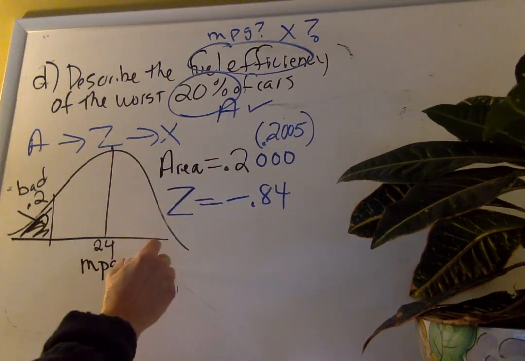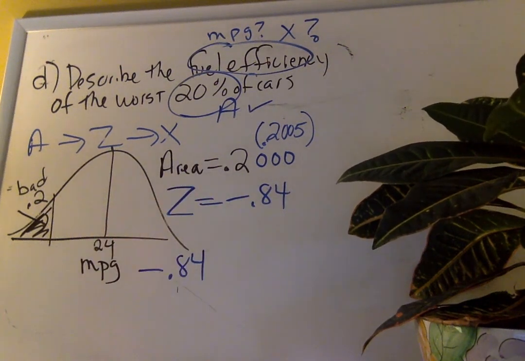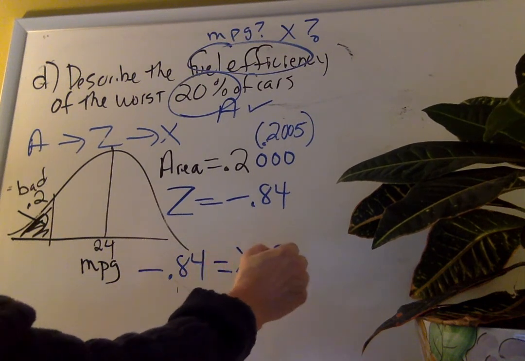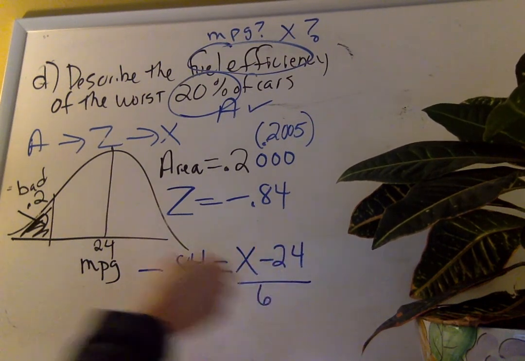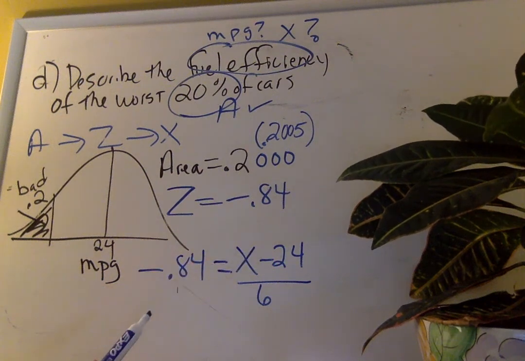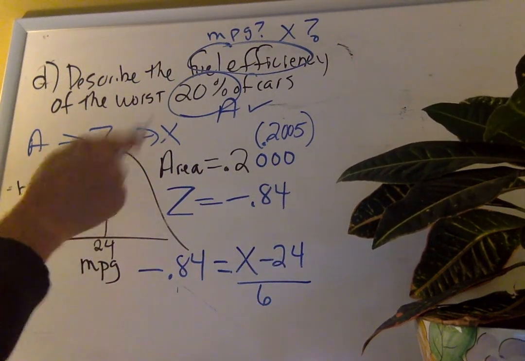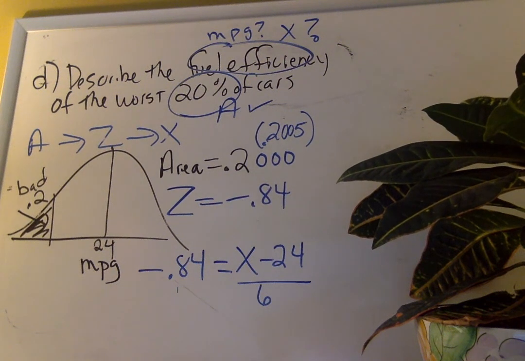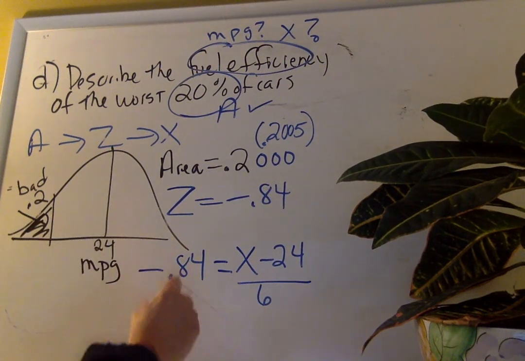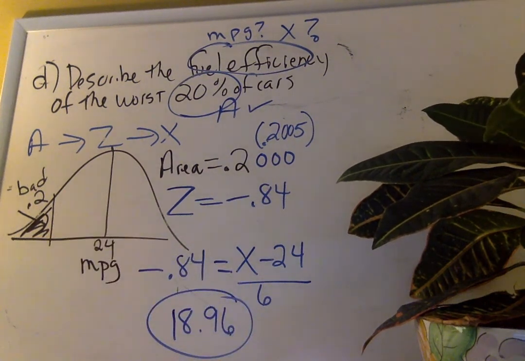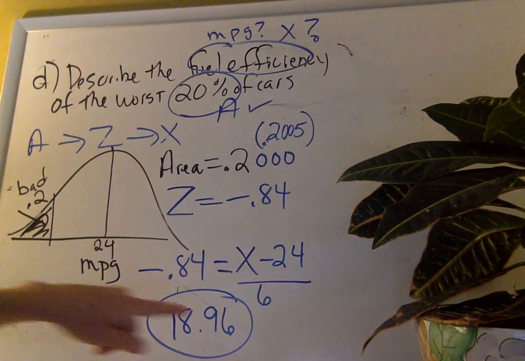I want to just write this down here. That's my z, right? Equals. I don't know what X is. I know the mean. I know the standard deviation, because that's the z-score formula, right? Z equals X minus mu over sigma. Do your algebra, solve that, and you will get 18.96 miles per gallon.